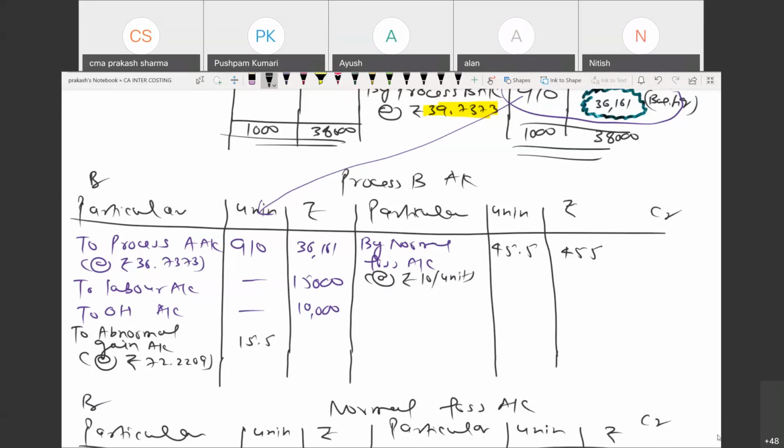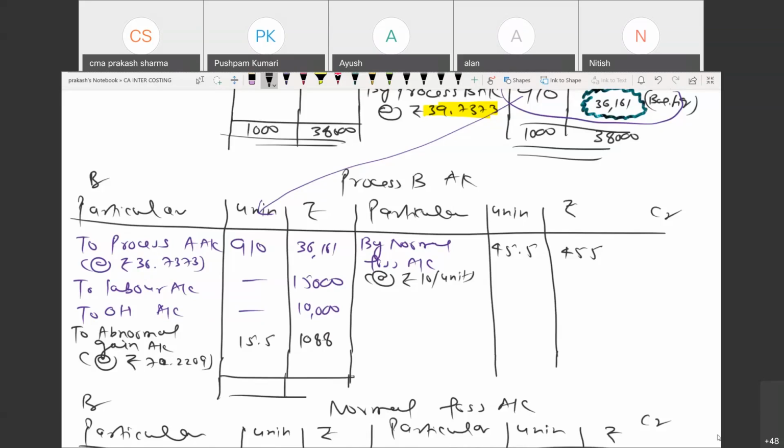Unit cost in the process is 70.2209. Okay, so it is 70.2209. So 15.5 multiplied by 70.2209 is actually 1,088, right? So friends, the final figure is correct.